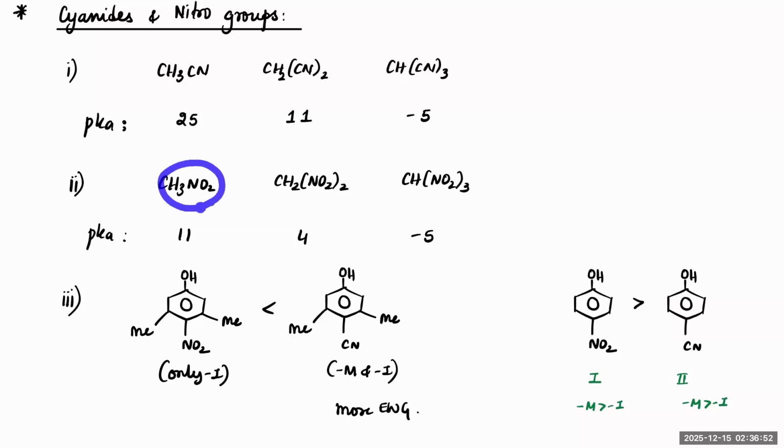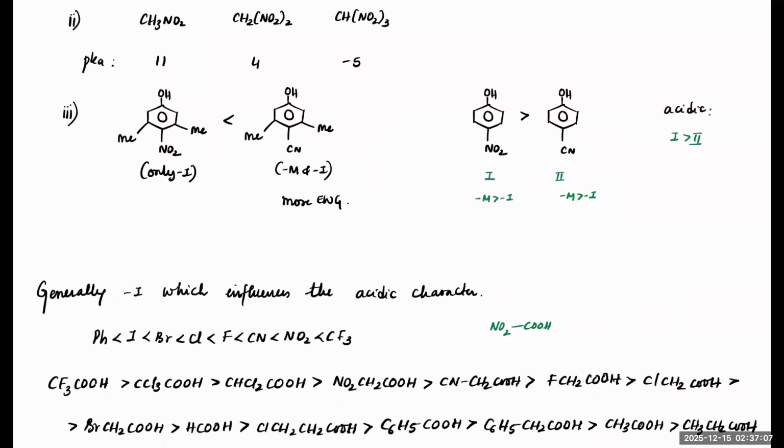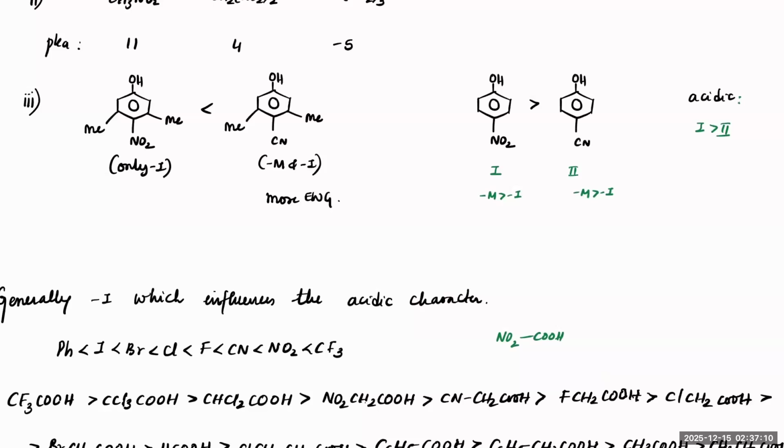Next, in case you have nitro, the same logic applies. The pK value is lesser, then it is 4, then it is minus 5. Next, check out in this case here, NO2, methyl and methyl will repel each other. Because of the repulsions here, this NO2 will go out of the plane. And when it goes out of the plane, there is no resonance. So it will only offer minus I effect in this case. NO2 only offers minus I.